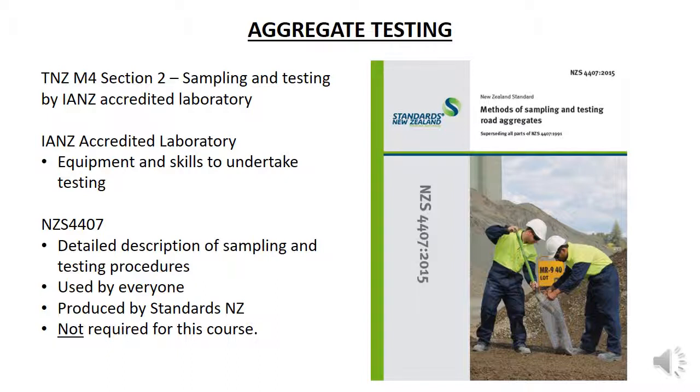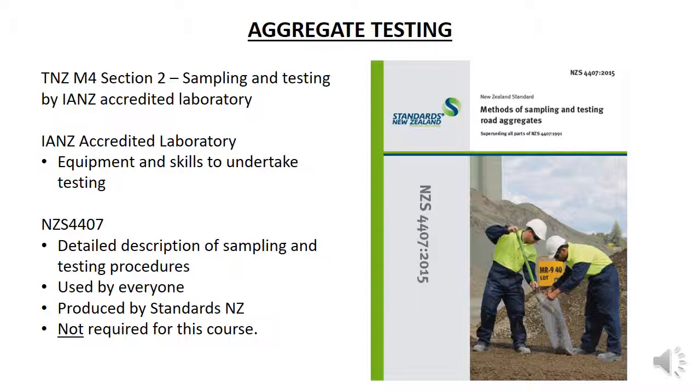NZS 4407 is produced by Standards New Zealand, who are a government organisation dedicated to providing standards for industry. They produce hundreds of standards ranging from detailed descriptions of requirements for steel bolts through to standard contract agreements to be used in engineering contracts. Standards significantly reduce the amount of work required to practice engineering and ensure what we produce will do what it is supposed to, and that there is consistency across the industry.